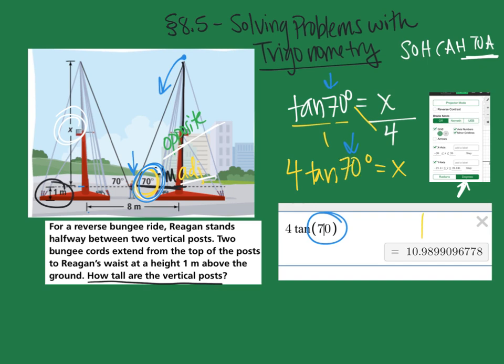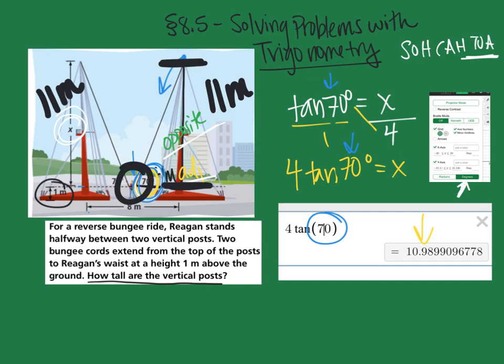So that gives me 10.98. It does not tell me anything about rounding or how I should round. So that tells me that this is 11-ish meters. 11 meters. Now, that is only the distance from here to here, because remember, Reagan is 1 meter above the ground. So we actually have to add on 1 additional meter to get 12 meters.